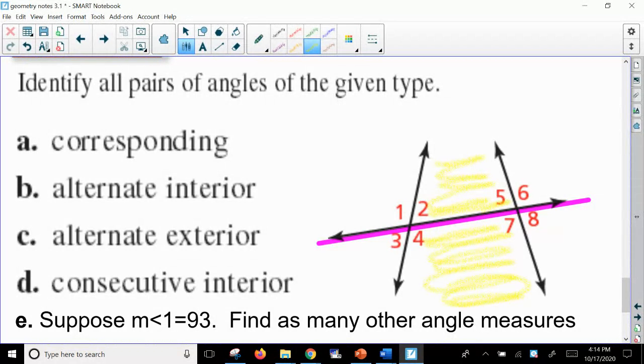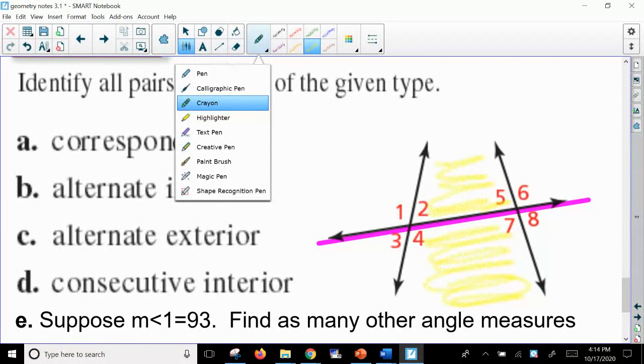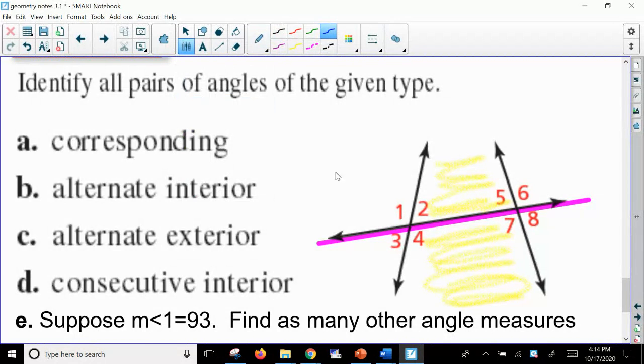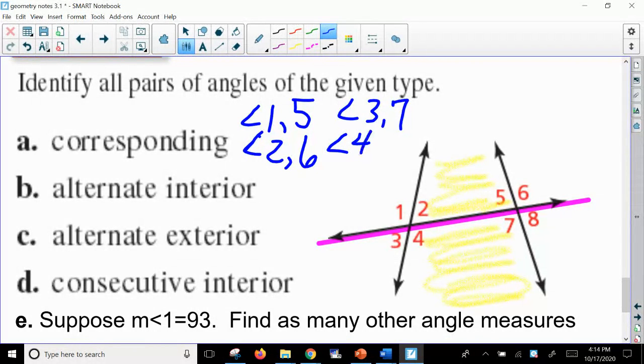Okay. So corresponding angles. Corresponding angles have to be on the same side of the transversal. One is interior, one is exterior. They're in the same position. So you should have angle 1 and 5 are corresponding angles. Also, angle 2 and 6. Also, angle 3 and 7. And finally, angles 4 and 8 are corresponding angles. They're in the same spot.